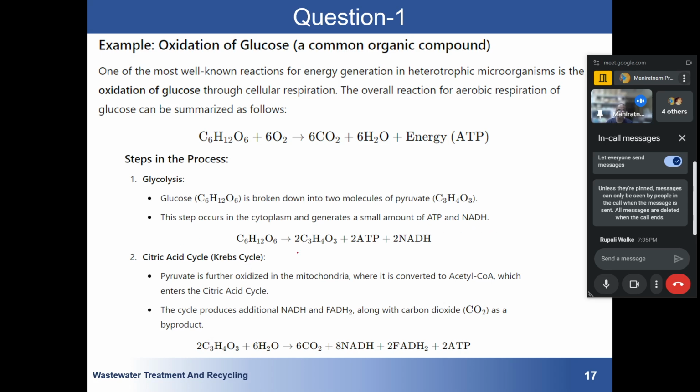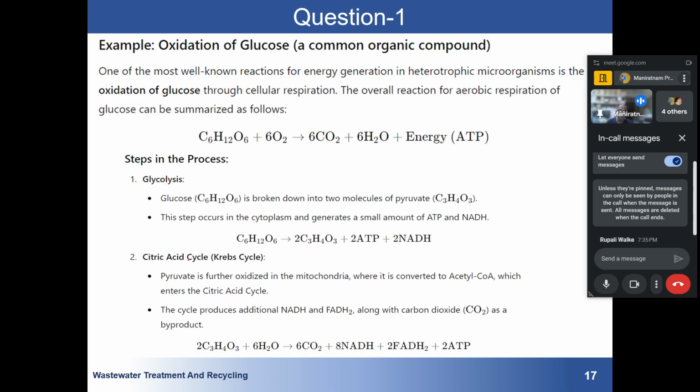Then, if you are aware of respiration, don't miss the Krebs cycle. If you ask someone from the biological department, he or she can explain in much more detail what the Krebs cycle is. The compound which was formed is further oxidized in the mitochondria, where it is converted into acetyl CoA, which enters the citric acid cycle.